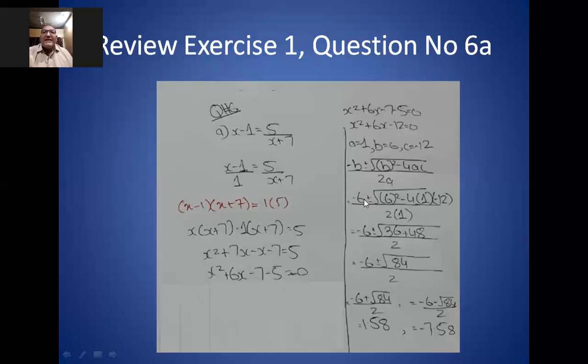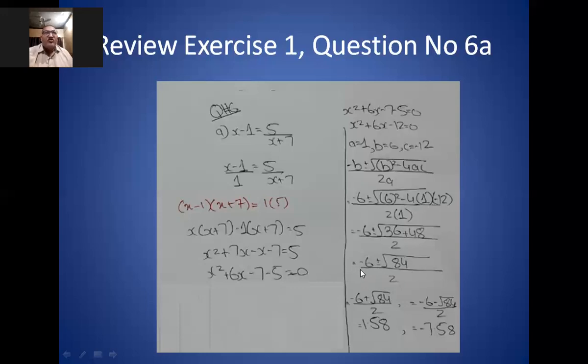So minus 6 plus minus under root 6 squared minus 4 into 1 into minus 12, divided by 2 into 1. So it will be minus 6 plus minus, 6 squared is 36. Minus minus will be plus, 4 into 12 will be 48. So 36 plus 48 will be 84. So under root of 84.